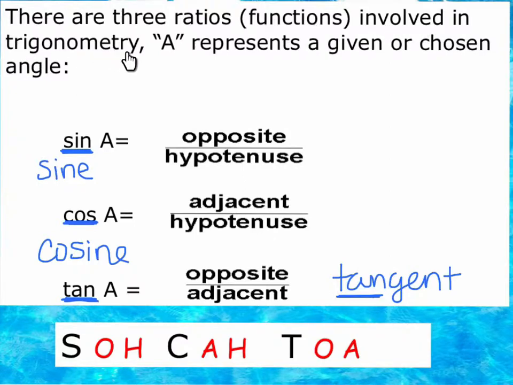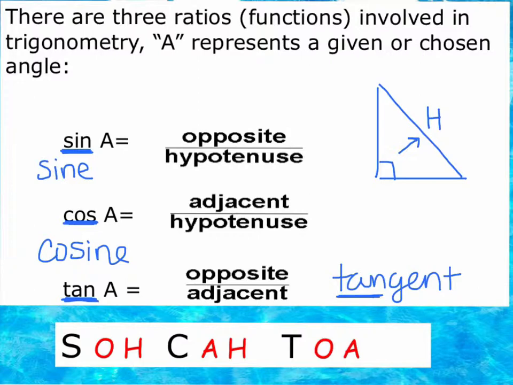Involved in trigonometry, this A, this A, and this A represent a given or chosen angle. So you can either use the angle given or you can choose an angle measurement to help build your ratios. So let's go ahead and take a look at a right triangle. And I can put my 90 degrees here. So opposite that would be the hypotenuse at all times.